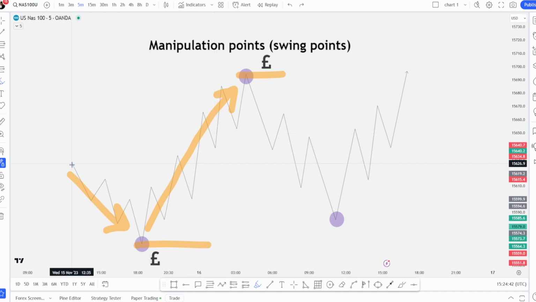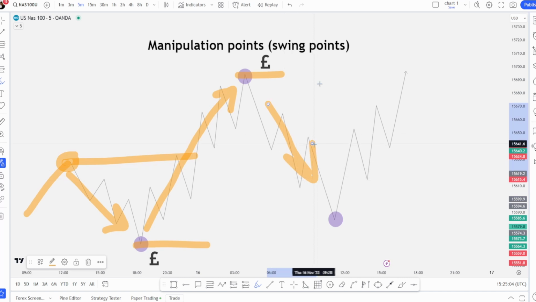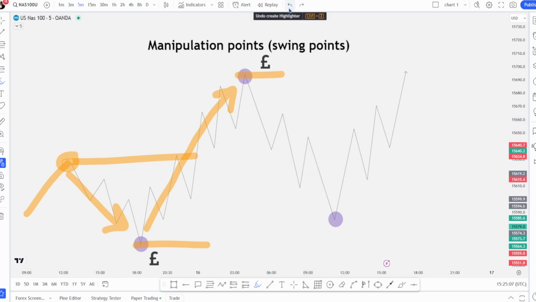Okay, so let's, for example, say we had a previous manipulation point here and we broke out of that. That tells us that our last low has manipulated price to go bullish, and then we have another high that has manipulated price to go lower. Now, at this point, a lot of retail will be selling this pair as they don't have a very good understanding of the way that price action is moving and the way the orders are being shifted in the market.